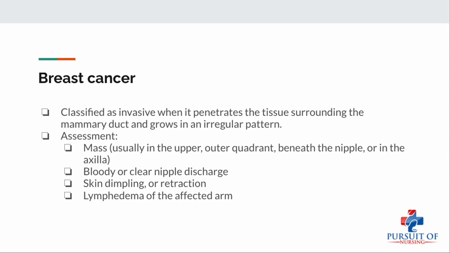All right, so breast cancer. Breast cancer is classified as invasive when it penetrates the tissue surrounding the mammary duct and grows in an irregular pattern. So this patient is going to present with a mass, most often in the upper outer quadrant, which is known as the tail of Spence. It can be beneath the nipple or in the axilla as well. They may have nipple discharge, skin dimpling or retraction, and then lymphedema of the affected arm.